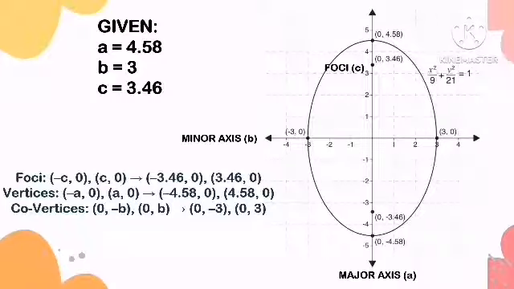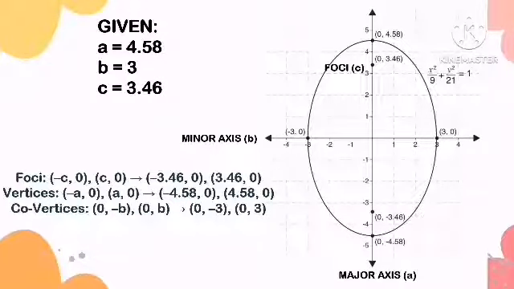So on our graph, we already know that our major axis is located on our y-axis. The vertical axis would be considered our major axis, since it has the longer axis. From our previous solution, the value of A, which is our major axis, is equal to 4.58. And for our B, or our minor axis that lies on our x-axis, is equal to 3. While our C, or our foci that lies inside, is equal to 3.46.